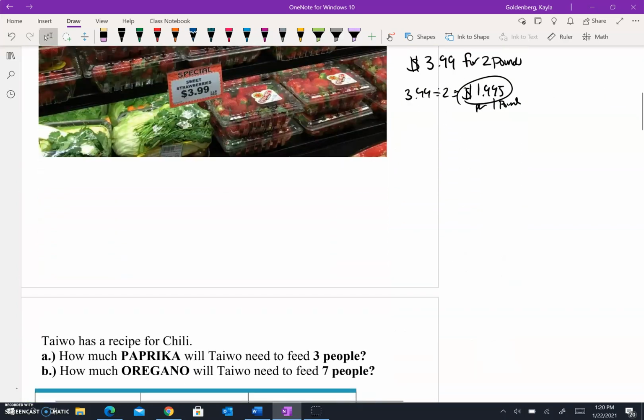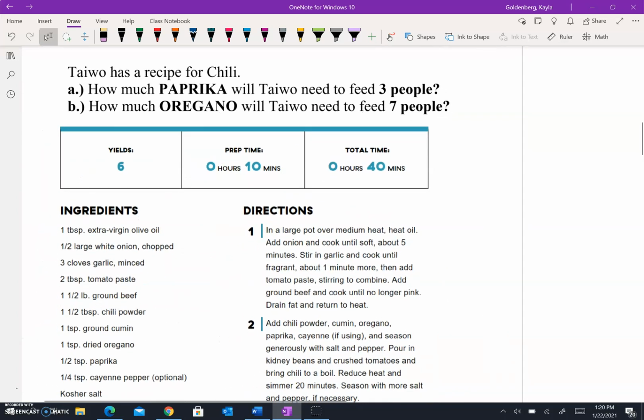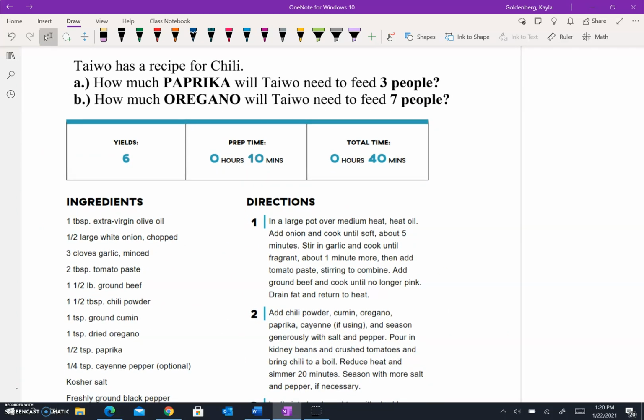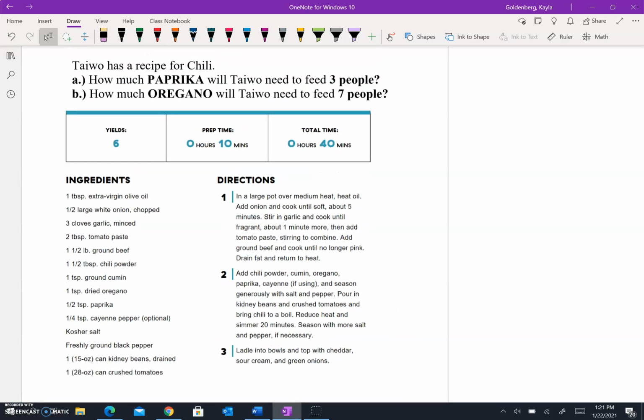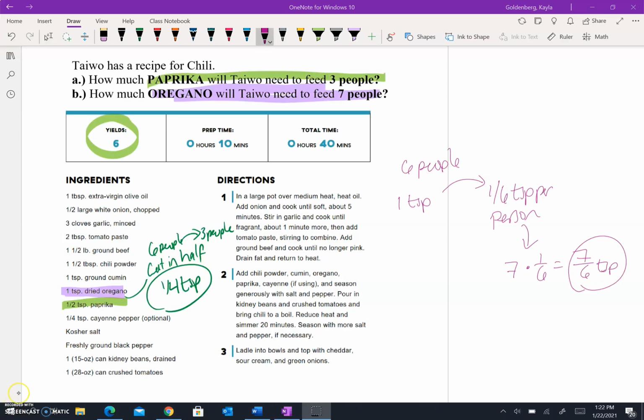The second place where you've probably thought about ratios and proportions organically is in recipes. So Taiwo has a recipe for chili, and the question is, how much paprika will Taiwo need to feed 3 people, and how much oregano will Taiwo need to feed 7 people? I'm going to zoom out so you can see the full directions. This is the chili directions from a recipe. So work it out, and unpause when you're ready to compare.